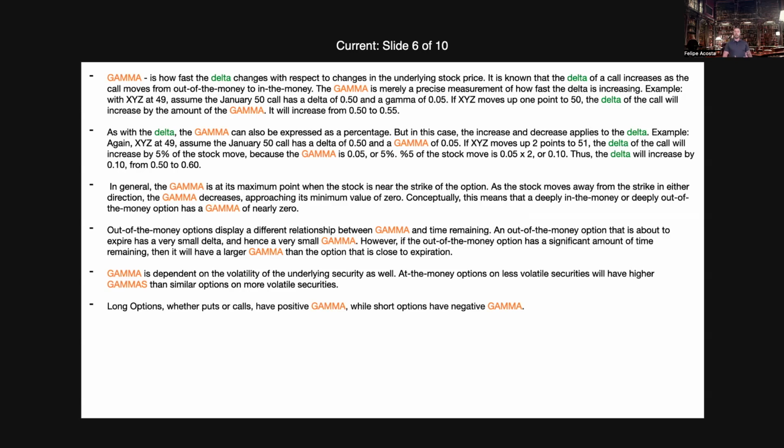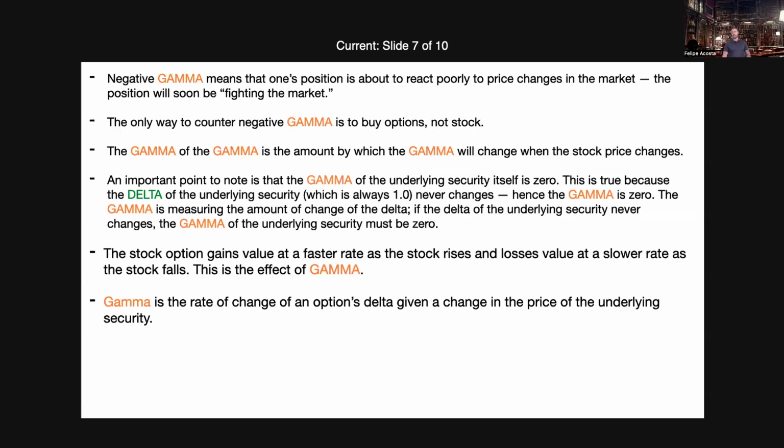Long options, whether puts or calls, have a positive gamma, while short options have negative gamma. So negative gamma means that one's position is about to react poorly to price changes in the market. The position will soon be fighting the market. The only way to counter negative gamma is to buy options, not stock. The gamma of the gamma, I know that's a little confusing, is the amount by which the gamma would change when the stock price changes.